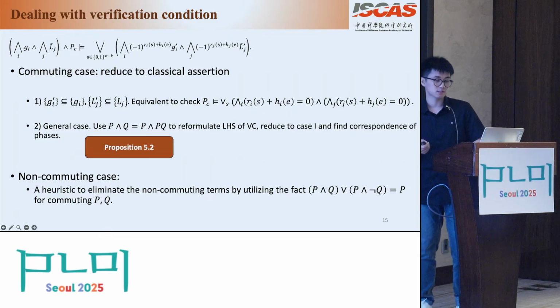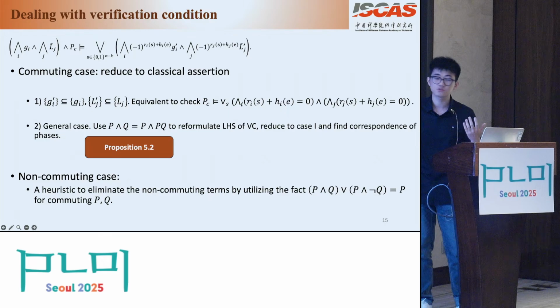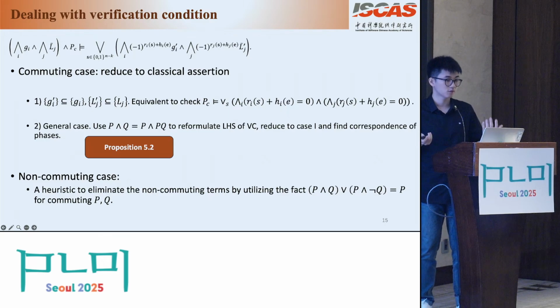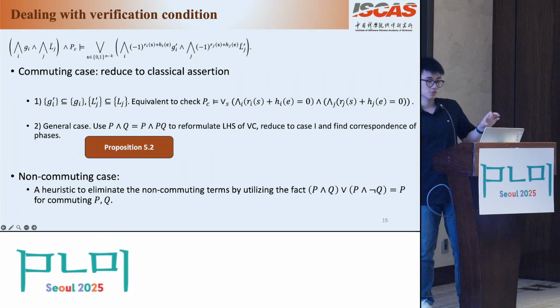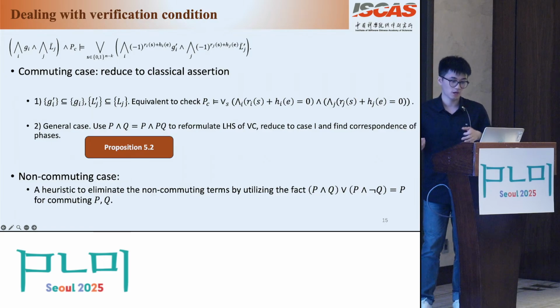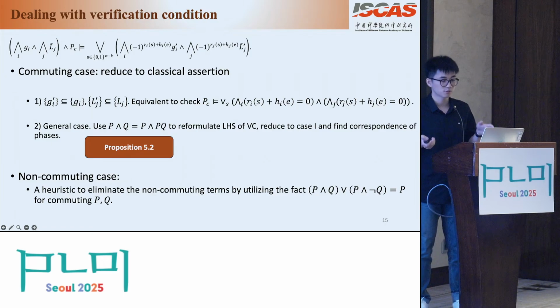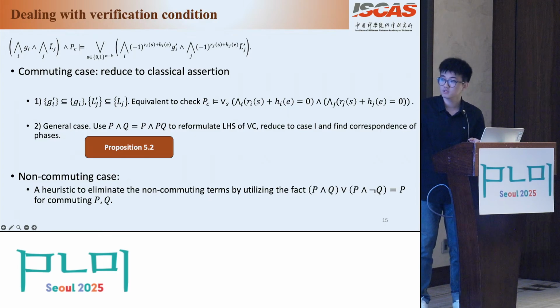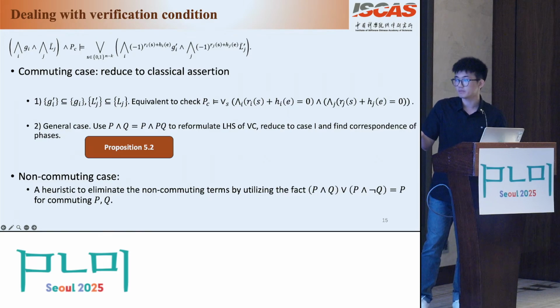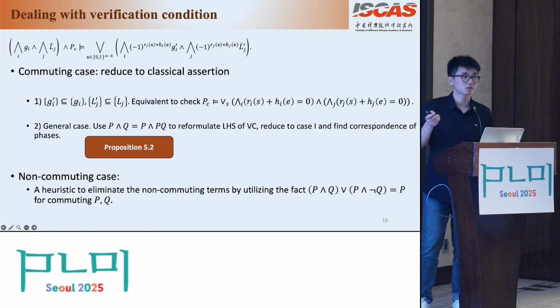However, we hope that the logic we design can be applied to broader scenarios, including non-Clifford gates, which lead to some non-commuting terms between both sides of the verification condition. When there exist such non-commuting terms, we provide a heuristic to help eliminate terms on the right-hand side which do not commute with terms on the left-hand side, by utilizing the fact that P ∧ Q and P ∧ ¬Q equals P for commuting P, Q operators.